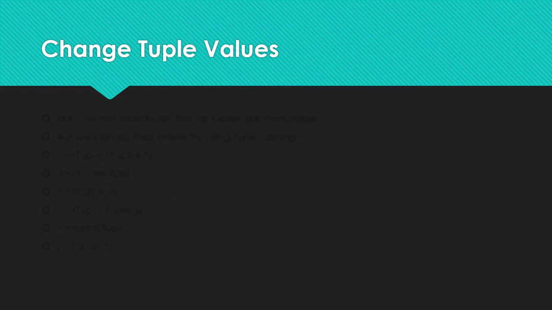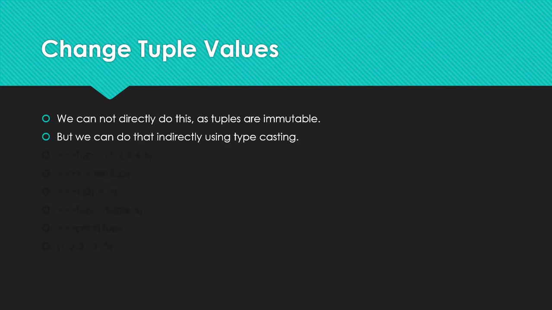Now changing the tuple values. We cannot directly do this as tuples are immutable, but there is a loophole. We can indirectly change the values of the tuple using typecasting. For example, I have a tuple TUP which has 5 elements, 1, 2, 3, 4, 5. I simply take a variable x, then type convert the tuple to a list using the list keyword here. Then I have typecasted the TUP to a list and stored it in a variable x.